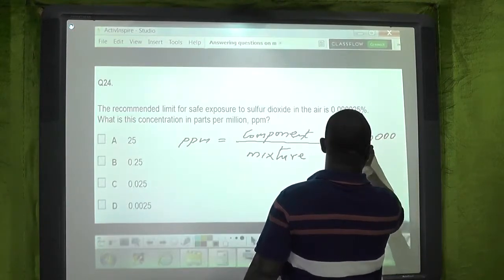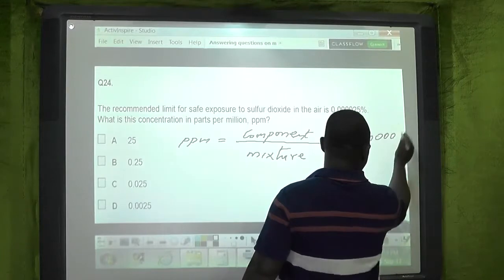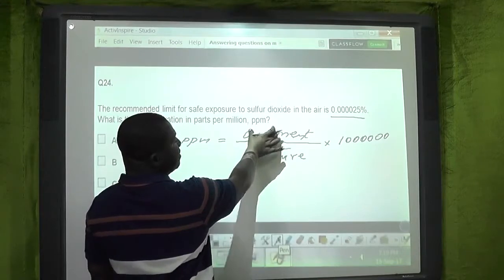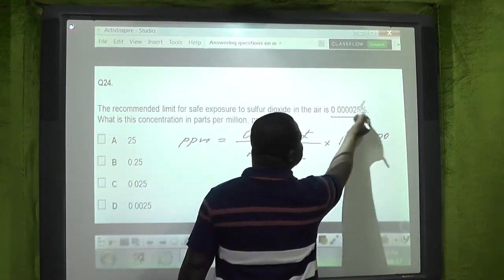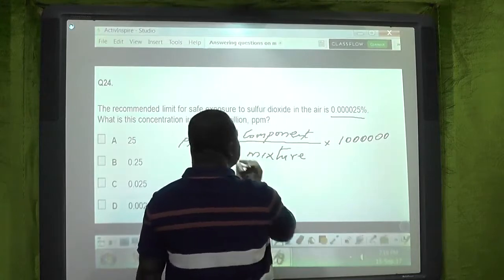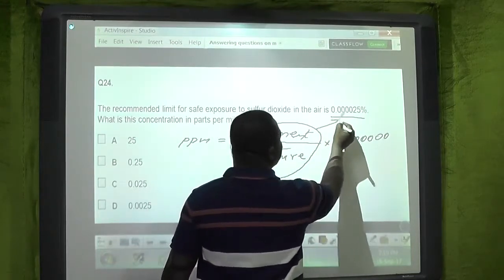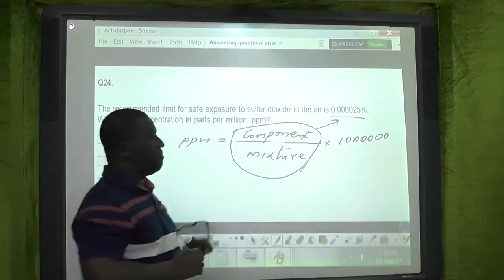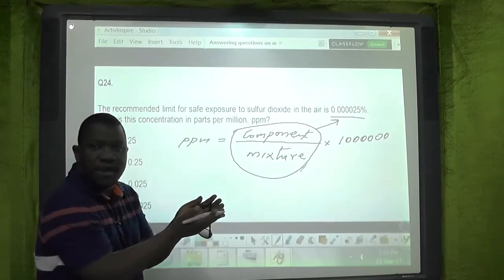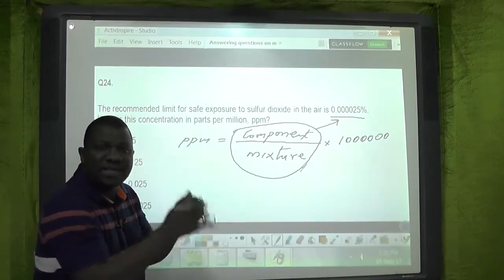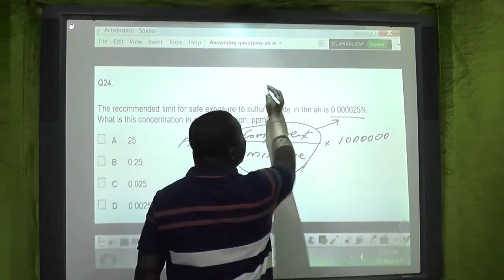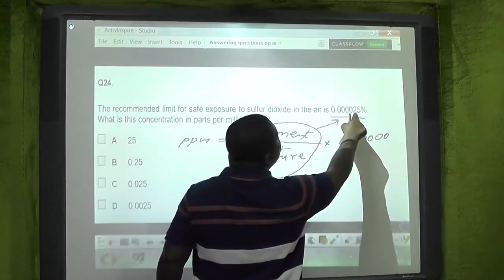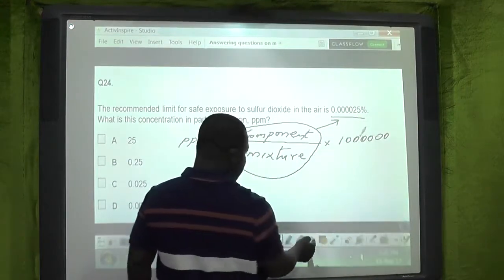Now, what I have here, this divided by this means these. The whole of this is this, because they say the recommended limit of safe exposure, this is this percent. They didn't just give you a mass. Usually they give you a mass or volume, but they have given you a percentage. That means this is 0.00025 divided by 100. That's what it means.